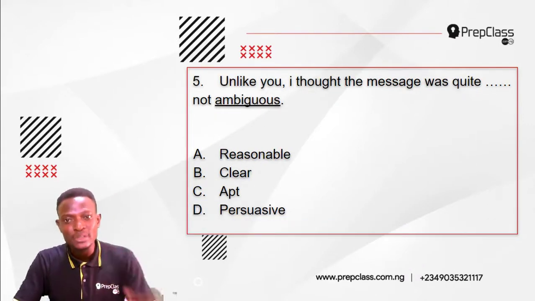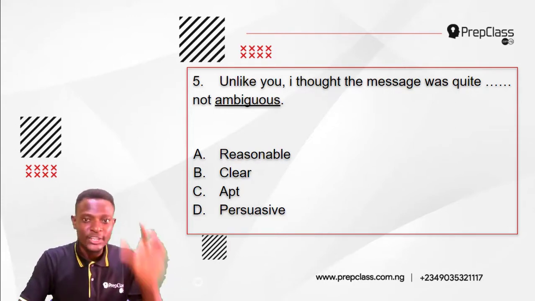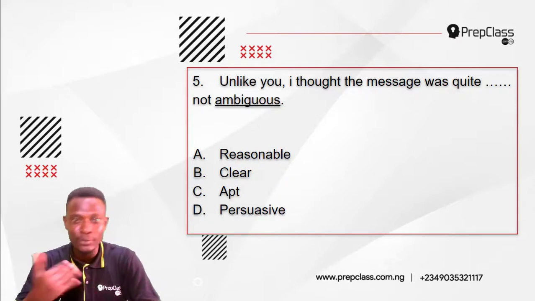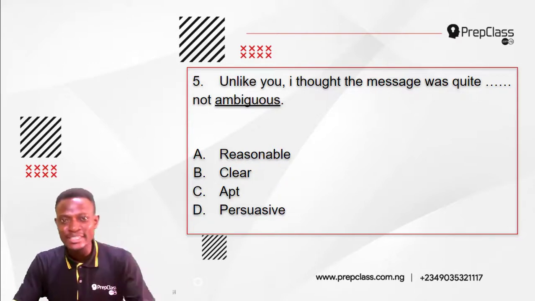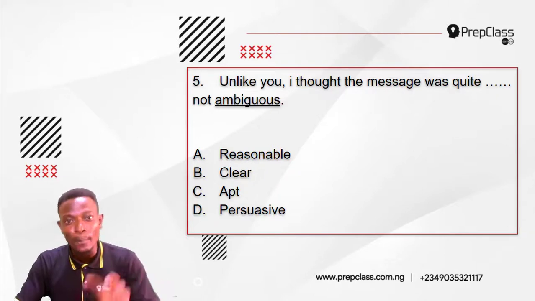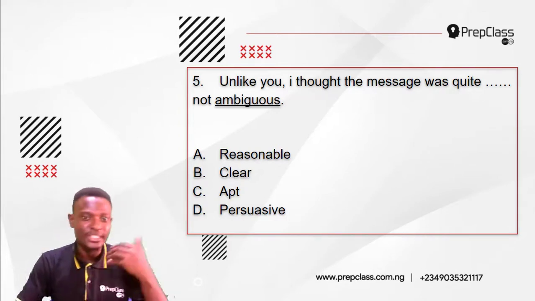Unlike you, I thought the message was quite not ambiguous. The underlined word here is ambiguous. So we are to select the option that is the most nearly opposite in meaning to ambiguous. Option A, reasonable. Option B, clear. Option C, apt. Option D, persuasive.